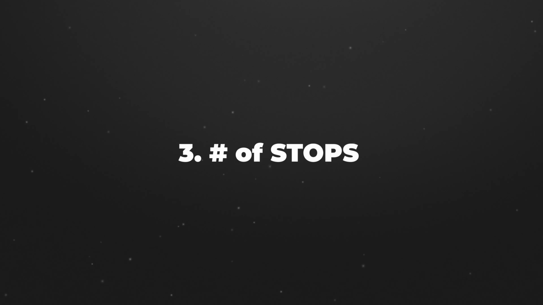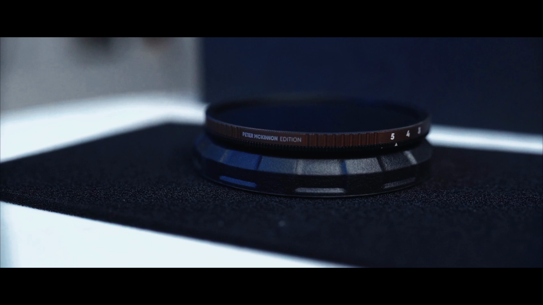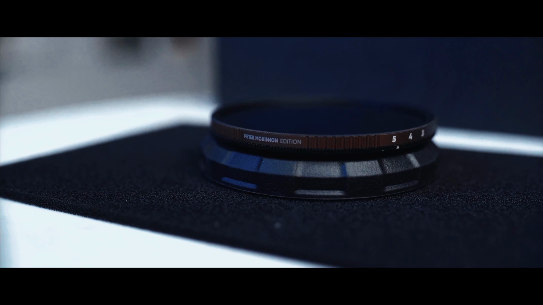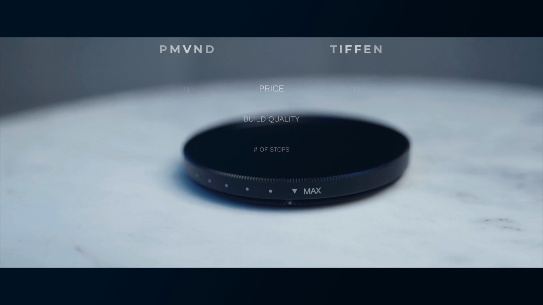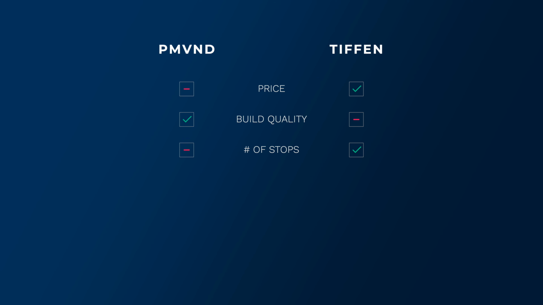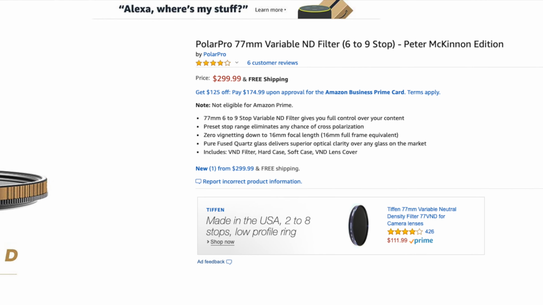The third test comparing these two will be the number of stops. So the one I have for the Peter McKinnon Variable ND only goes from 2 to 5 stops, while the Tiffen one I have goes from 2 to 8 stops. So comparing those two, the Tiffen one will win that test. But also keep in mind the Peter McKinnon one does come in a 6 to 9 stop range, but it doesn't go from 2 to 9 stops. Comparing these two specifically right now, the Tiffen one will win that test.